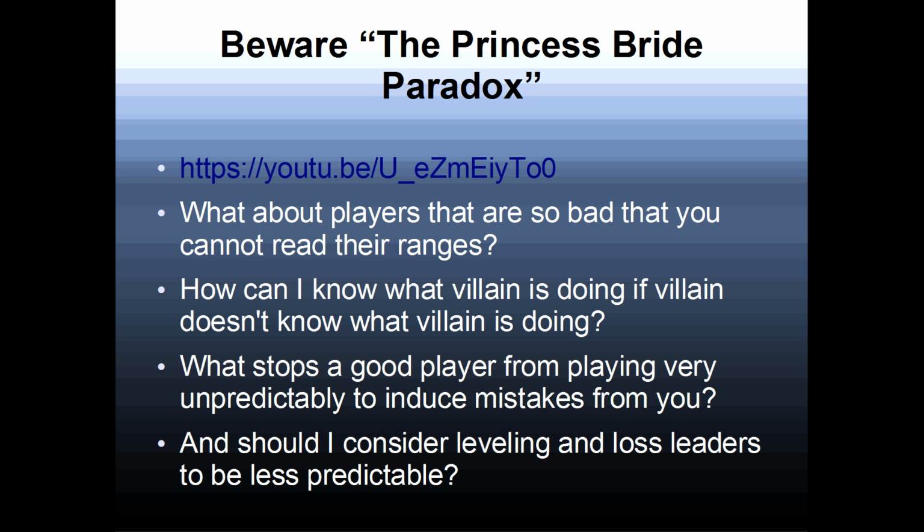A lot of players have asked me, I've heard this countless times: what if you're playing against an opponent who's so bad that you have no idea what they're doing, because how can you know what they're doing if they don't know what they're doing? And what about players that are so bad you can't even read them? And really, what stops a good player from playing a very unpredictable style in order to make it very difficult or impossible to read your range? And should I consider doing that myself? Should I start leveling and making loss leader plays to be less predictable? So the Princess Bride paradox, I'm naming this.